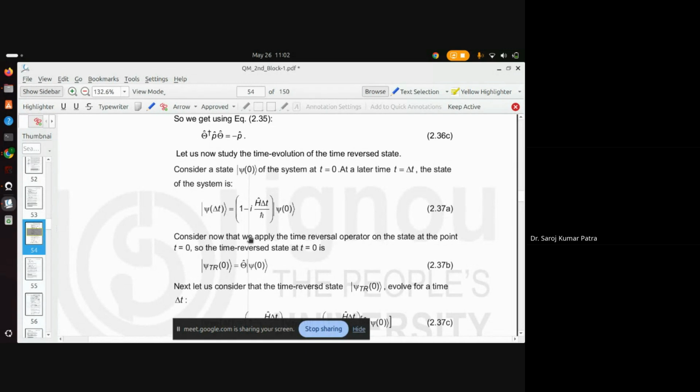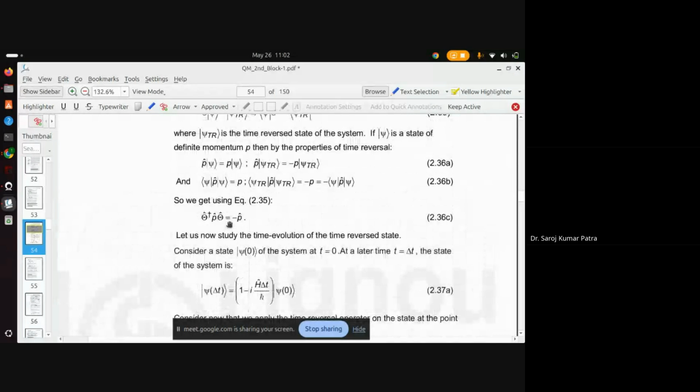So consider now that we apply the time reversal operator on the state at the point t equal to 0, so that the time reverse state at t equal to 0 is this one. Time reversal operator को ऑपरेट किया तो time reversal में क्या हो रहा है basically? Your p becoming minus p, right? Or your theta dag p theta will be equal to minus p.